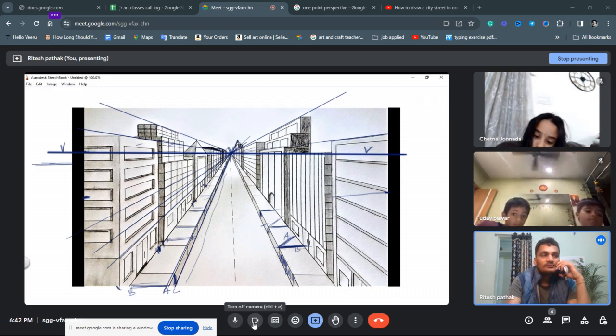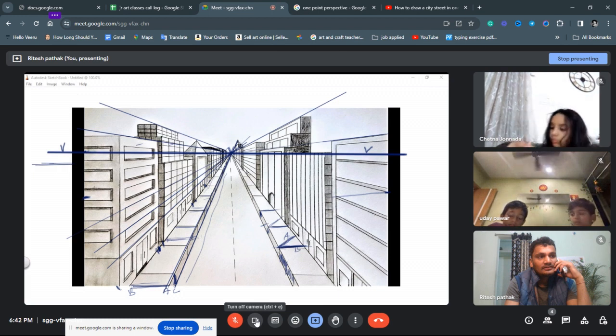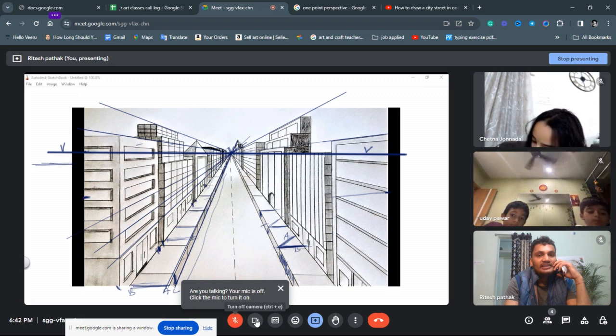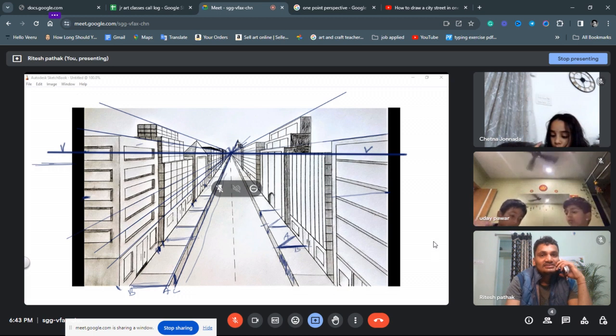Hi, ma'am. Why are Dhruvan and Drishya not joining the class? Okay, ma'am. Anyway, I'm recording each class, so I'll send you the link. Through that they can cover the classes, okay? Actually, this was a very important class for them. I was teaching one point perspective. If they miss classes, it will be hard for them. They'll not be able to understand.